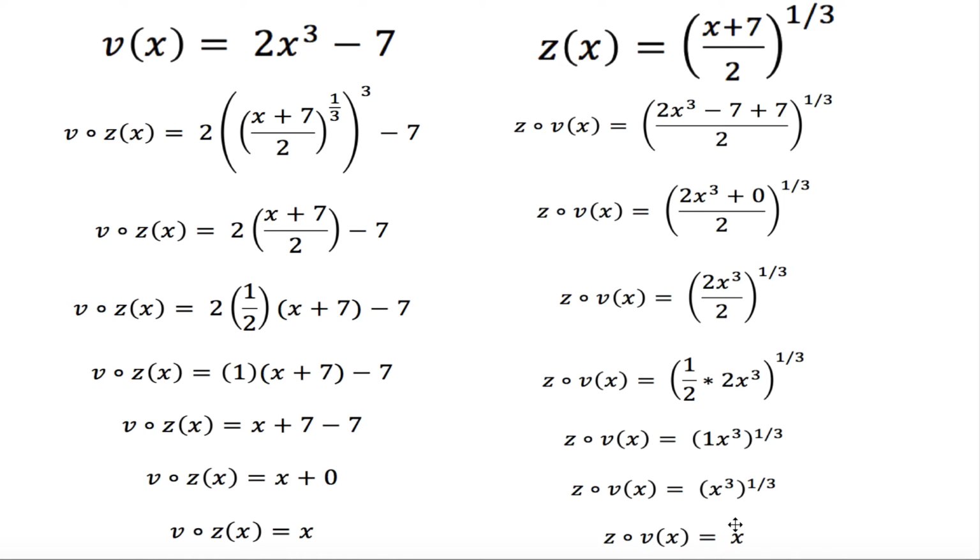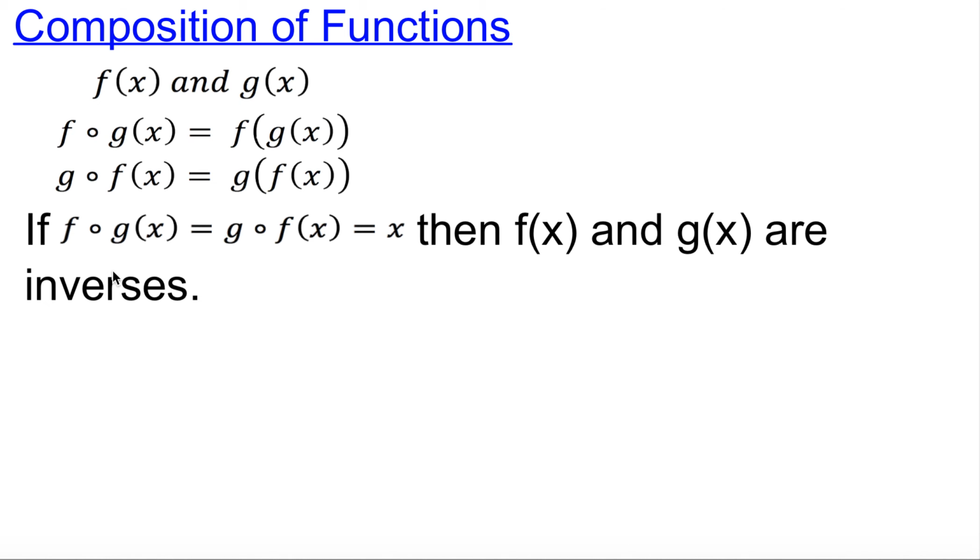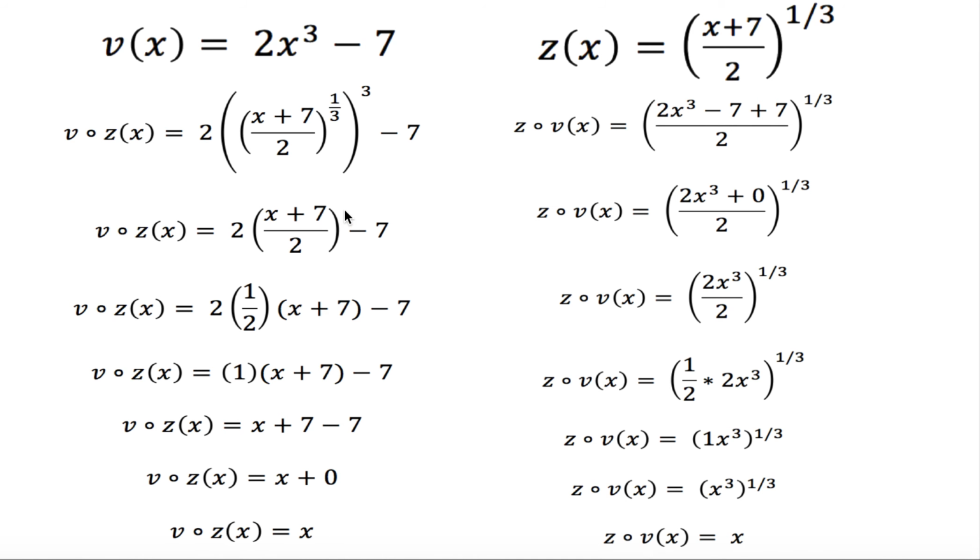Well, this is great because our z of v of x is equal to x, our v of z of x is equal to x, and as we saw earlier, if f of g of x and g of f of x are equal to x, then both f of x and g of x are inverses of each other. So nicely enough, because we were able to do composition of functions, we saw how these could be simplified, that they are equal, which shows that they are inverses.